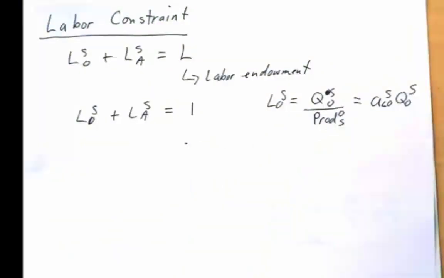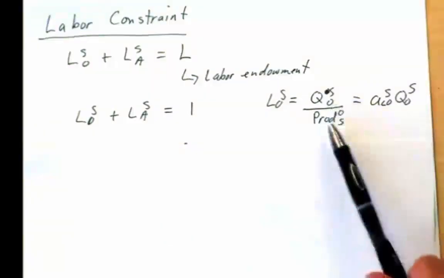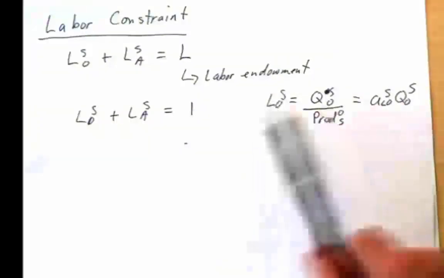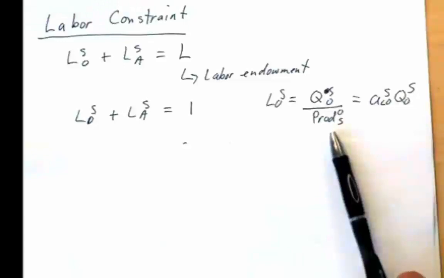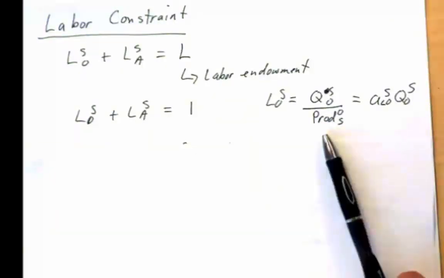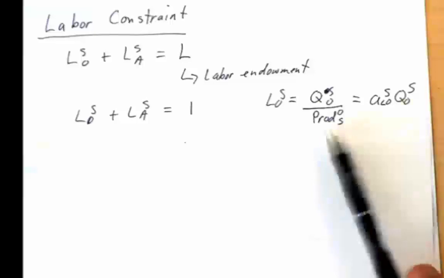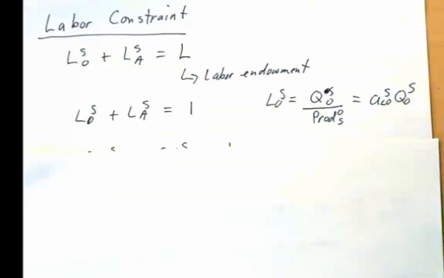Next, we can take L and we can use the production functions that we just defined in the previous slide. And we can plug things into there to get another way to represent this labor constraint. So remember, the quantity of oranges produced by Smith is equal to the productivity times the amount of labor used in orange production, prod times LOS. But if I rewrite that, I could say that LOS, the amount of labor used in the production of oranges, is equal to the quantity of oranges produced, whatever that number might be, divided by the productivity. And then lastly, because 1 divided by the productivity is the unit labor requirement, I could write this again as just ALOS, the unit labor requirement for oranges, times the quantity of oranges produced by Smith.